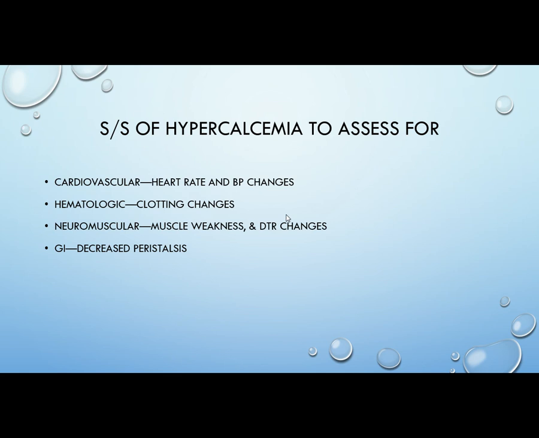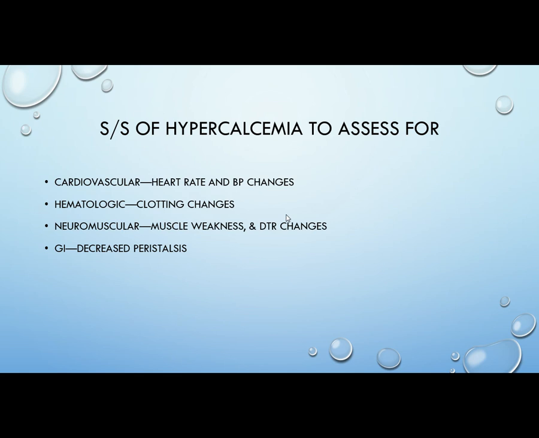You need to monitor these patients for poor tissue perfusion. Look for cyanosis and pallor. They'll have ECG changes that are going to demonstrate dysrhythmias. They're going to have a shortened QT interval on their ECG.